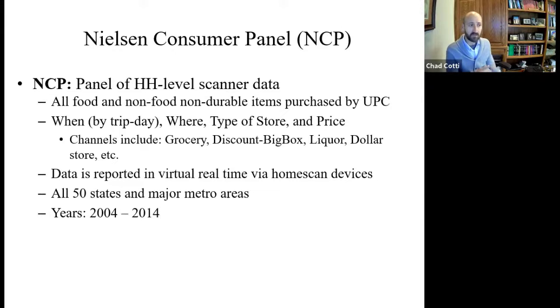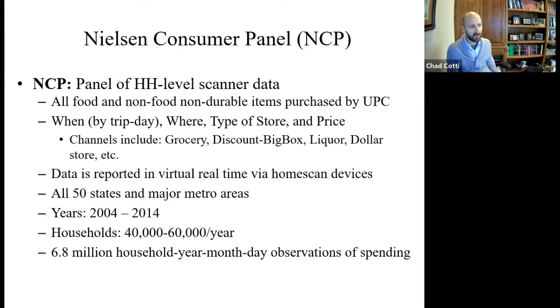The years we're going to be looking at are 11 years from 2004 to 2014. There are about 40,000 households in the earliest couple of years, and then 60,000 households in the later years. And households will continue on from year to year, so you get this kind of longitudinal measure. Ultimately, we're going to have about 6.8 million household year, month, day observations of spending that we can look at for each household.